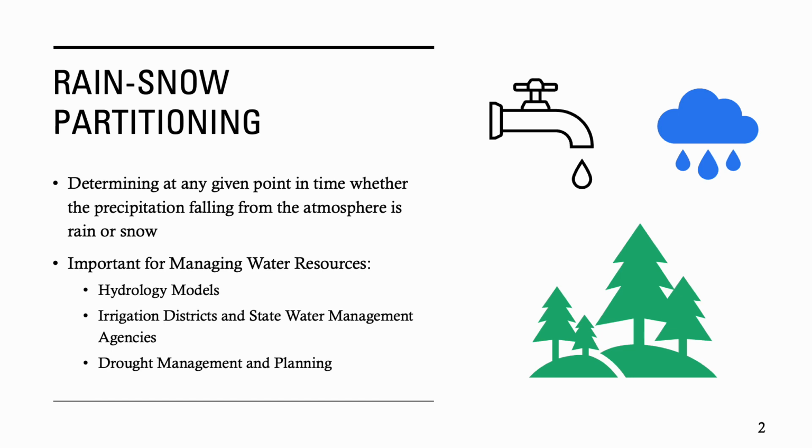Rain-snow partitioning is an important factor because it determines the appropriate precipitation threshold. By knowing if precipitation is rain that directly contributes to stream flow, or snow that will eventually contribute to stream flow upon melting, irrigation districts and state water management agencies can develop better drought management and planning.